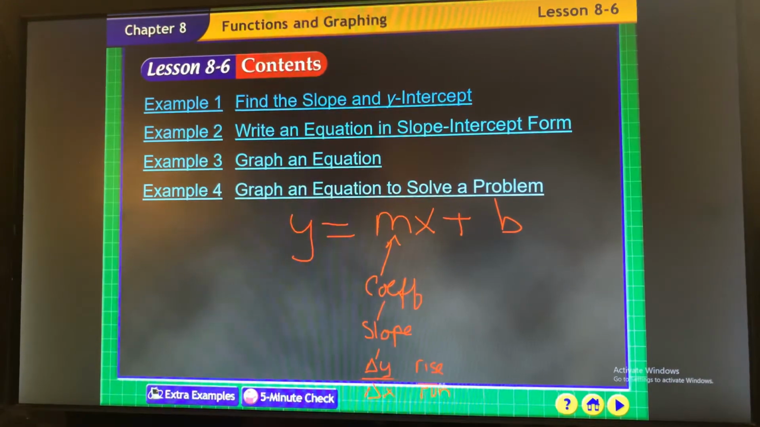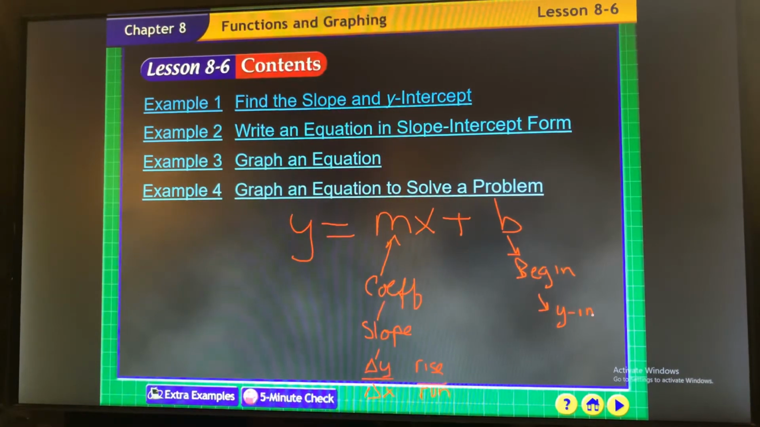It's our GPS. It tells us what direction the line's gonna be. It tells us if the line is gonna be positive or negative. B is your beginning. B is your y-intercept. B is your constant. Remember what your constant is. It has no variable next to it. It's constant. Okay? So when we want it in y equals mx plus b format, we want to solve for y. We want to isolate the variable.